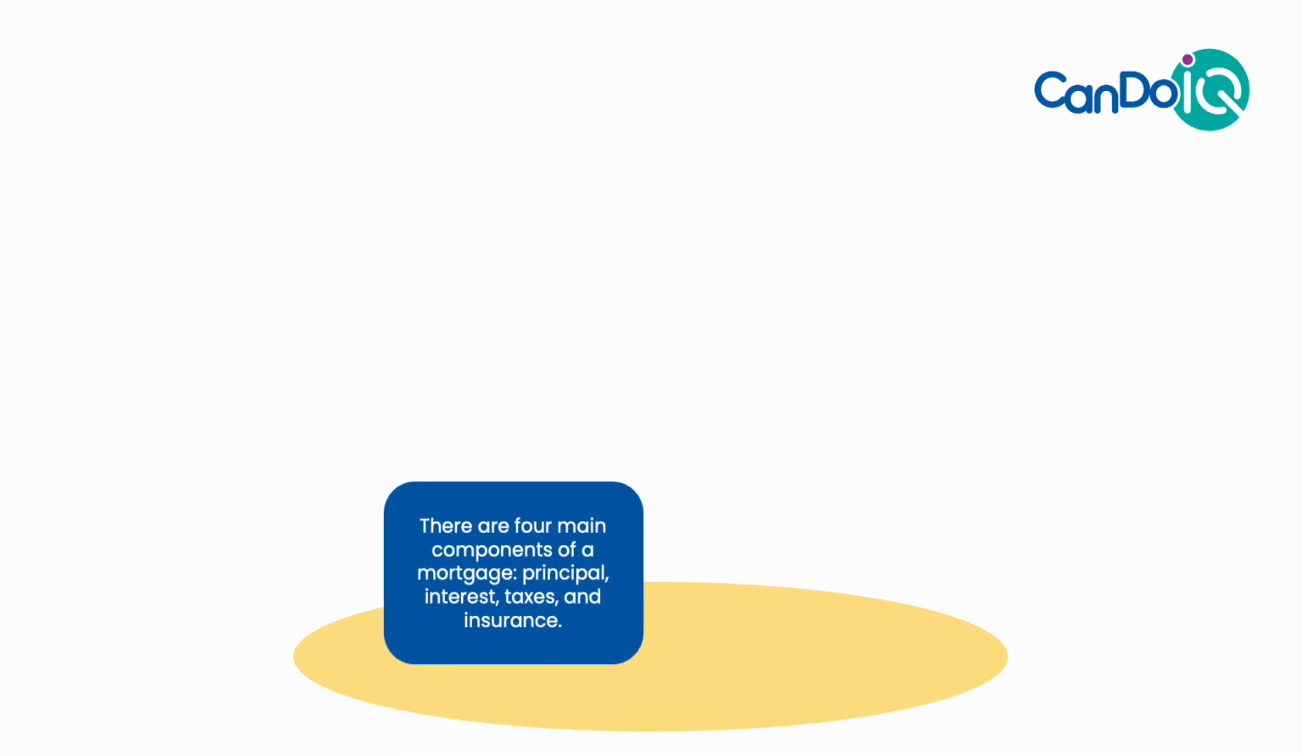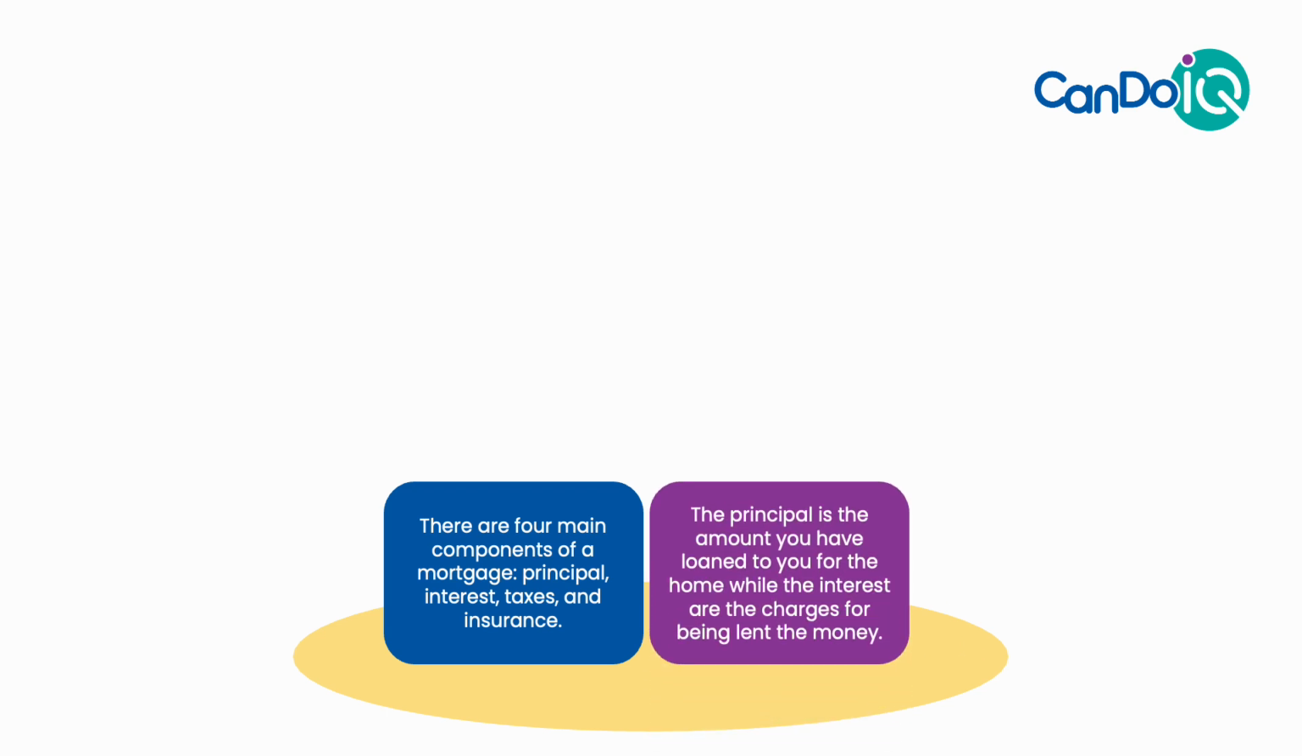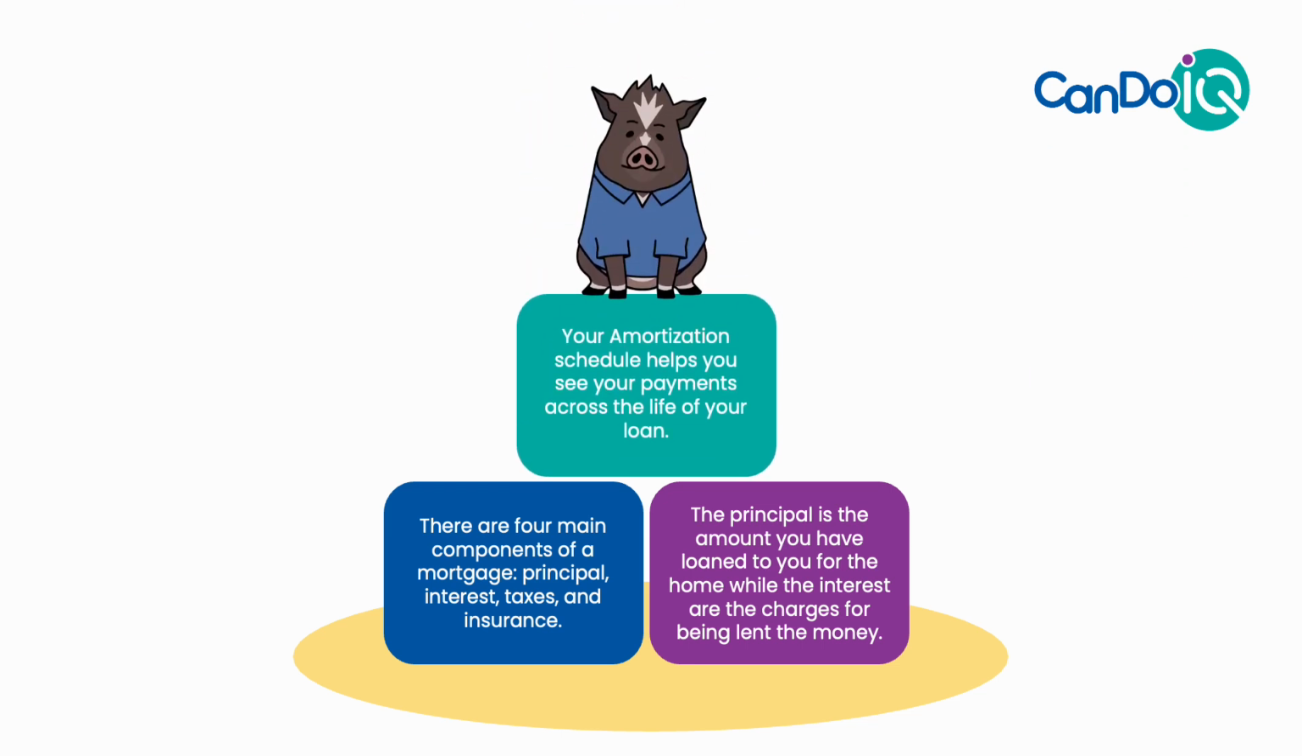In conclusion, there are 4 main components of a mortgage: the principal, interest, taxes, and insurance. The principal is the amount that you have loaned to you for the home, while the interest are the charges for being lent the money. Your amortization schedule helps you see the payments across the life of your loan.